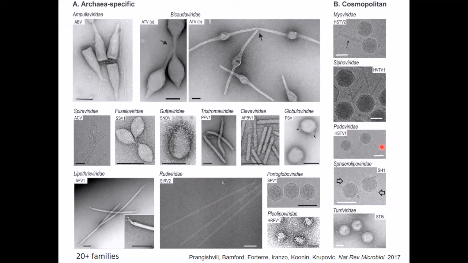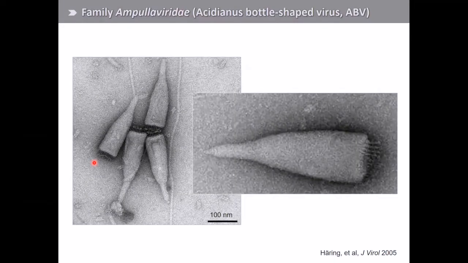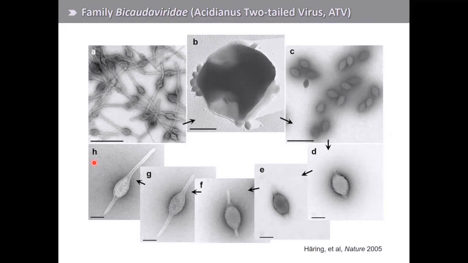So you see typical viruses with icosahedral capsids, which you also see in bacteria and eukaryotes, but the vast majority of these viruses, they do not resemble bacterial or eukaryotic viruses. So they are unique to Archaea, and most of them are unique to hyperthermophilic Archaea, right? And here you see some iconic shapes, such as the champagne bottle-shaped virus or lemon-shaped virus, which you don't see anywhere else, right?